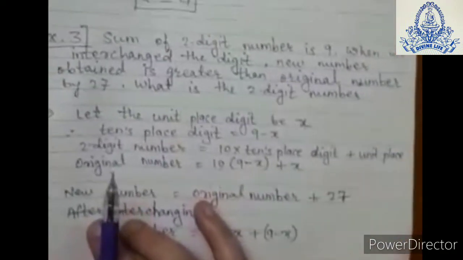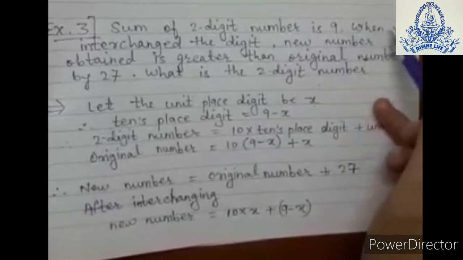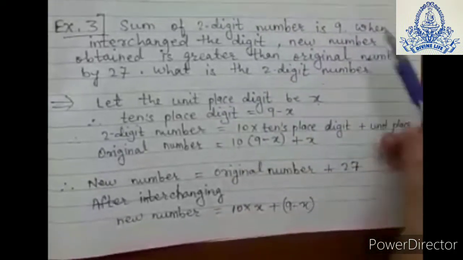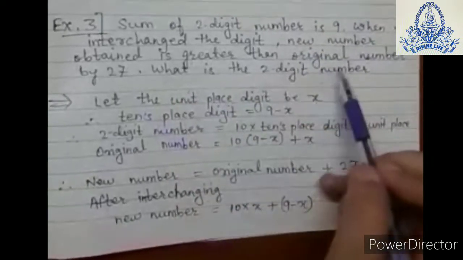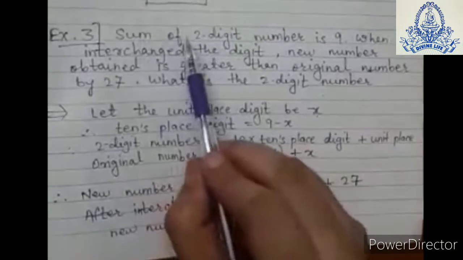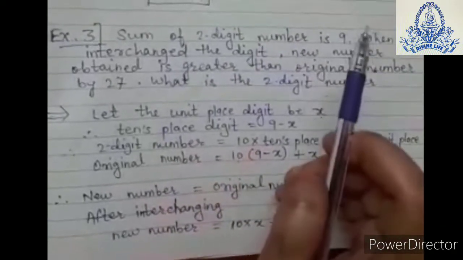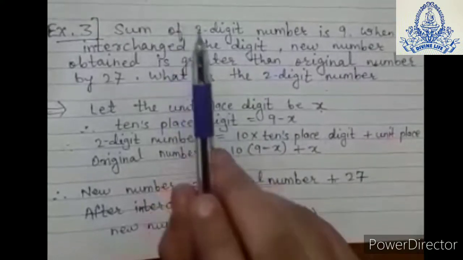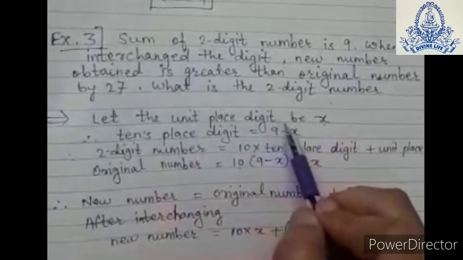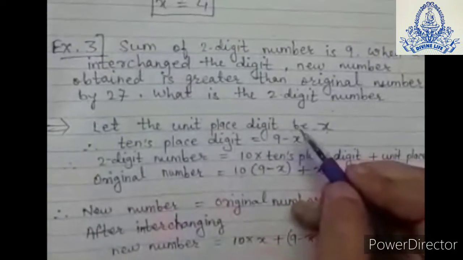See, it is interesting. The sum of the digits of a 2-digit number is 9. When we interchange the digits, the new number obtained is greater than the original number by 27. What is the 2-digit number? See, read the question carefully. The sum of the digits of the 2-digit number is 9. Okay, means the sum of unit place digit plus 10's place digit is 9. So see, let the unit place digit be x. So 10's place digit will be 9 minus x, right?